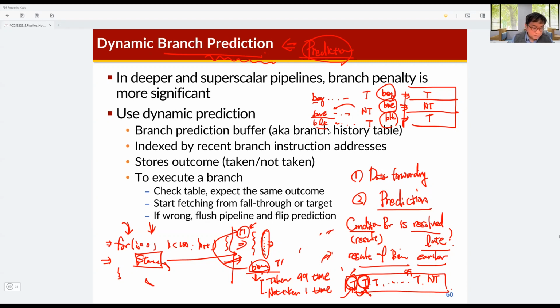Can use program counter. Okay. Different instructions have different program counter values. So in order to identify different branch instructions, we can use the PC of the branch instructions.